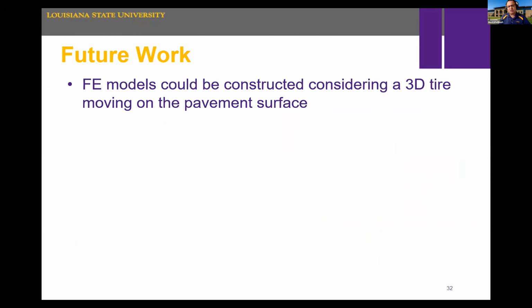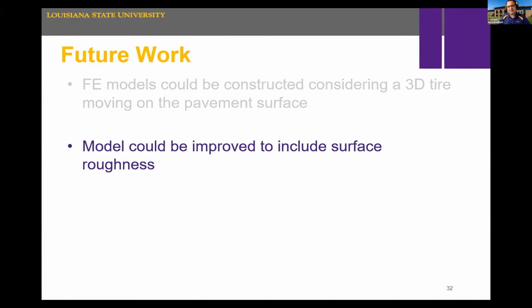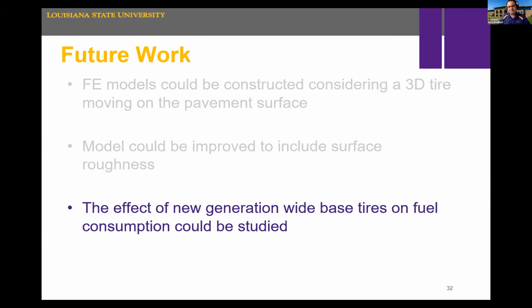And for future work, we would like to simulate the entire tire moving on the pavement surface. And we would like to consider the surface roughness. Again, we assumed that we have a smooth pavement. Obviously, when you have a rough pavement, the results will vary. So this is a factor that would be really important to consider.